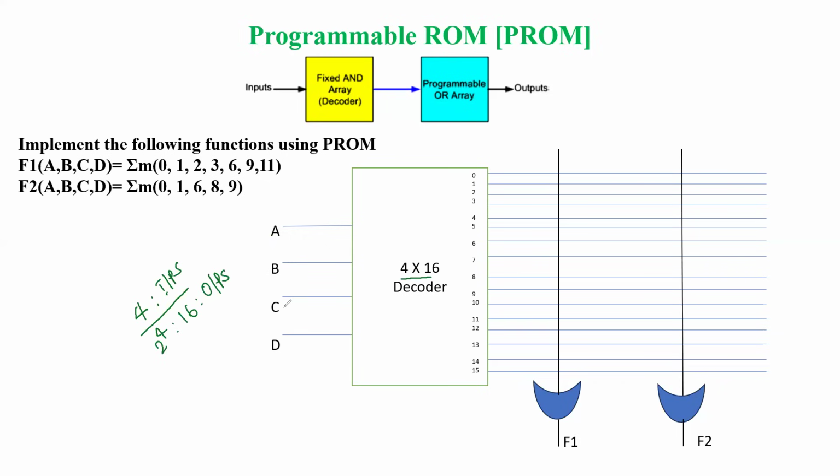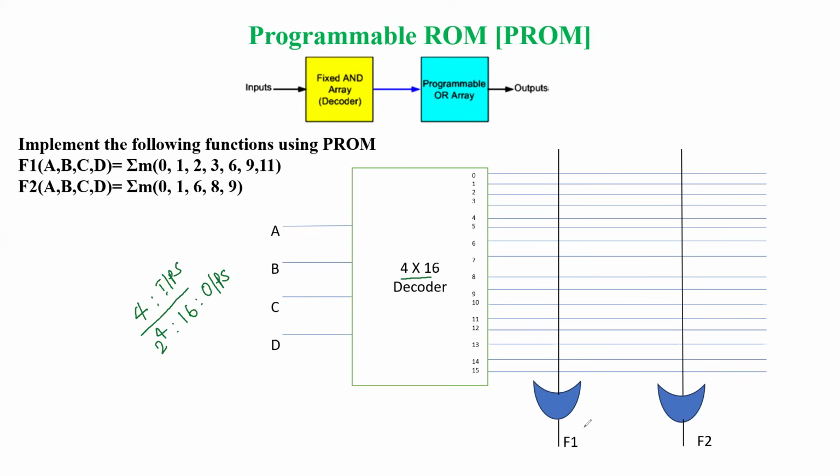So here A, B, C, D are the 4 variables. Those are going to become input here. And here we have outputs that are marked from 0 to 15, since in binary we always start with 0 in case of digital electronics. So these 16 outputs are marked from 0 to 15. Now it's easy to design with the help of decoders.